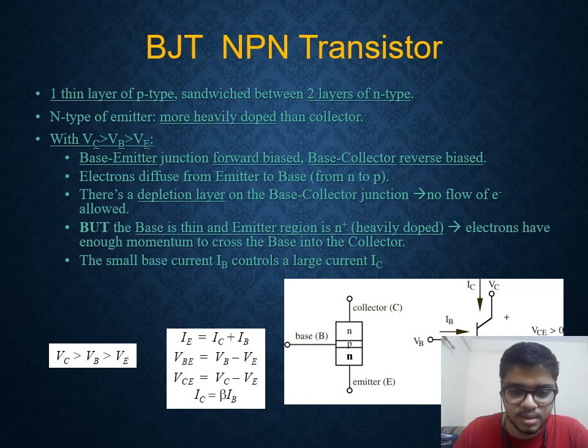In NPN transistors, the emitter is more heavily doped than the collector. There is one thin layer of p-type sandwiched between two layers of n-type. In this case, the voltage of the collector is greater than the base, and the base is greater than the emitter.